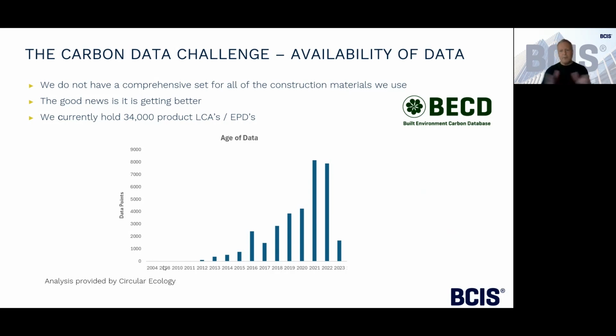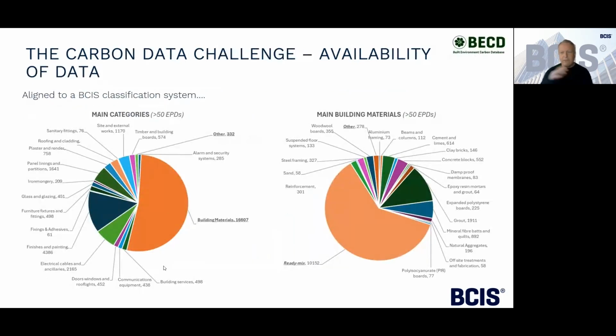We can see from the chart, hopefully on screen, the age of that data, and we are starting to see higher volumes of EPDs being produced for construction materials. Ignore the latter years because it takes a little while to process the data and get it in. I think by the end of it, we'll see that 2023 is also an incredibly high number. So the availability of that data is starting to improve and increase. Now, we've analysed that data in line with a new materials classification system that's been produced by BCIS and one of our colleagues, Paul Burrows.